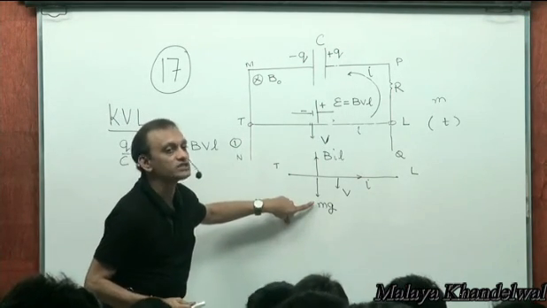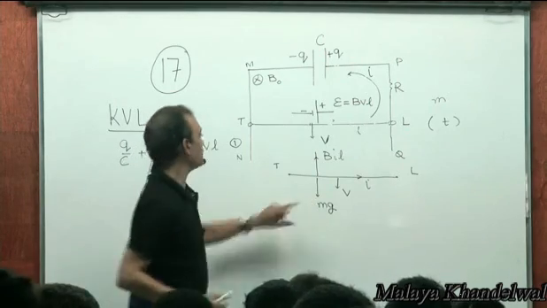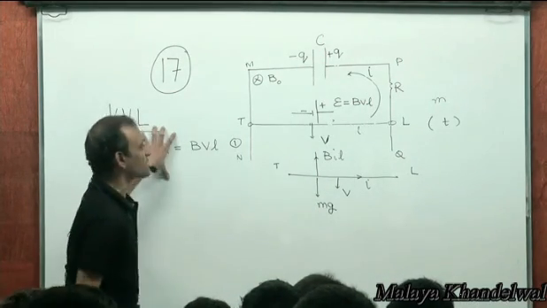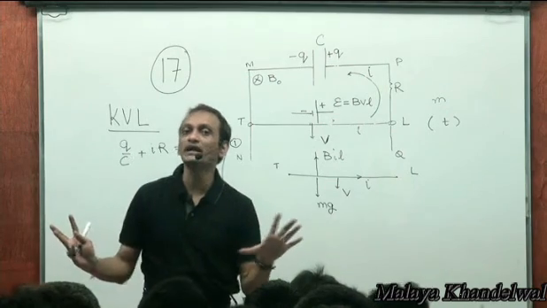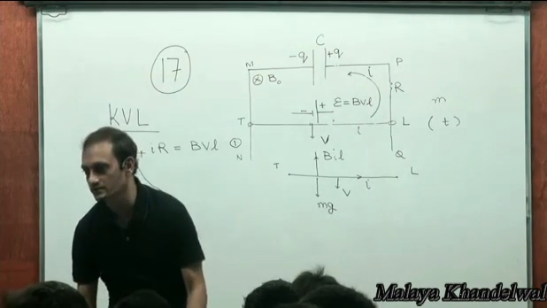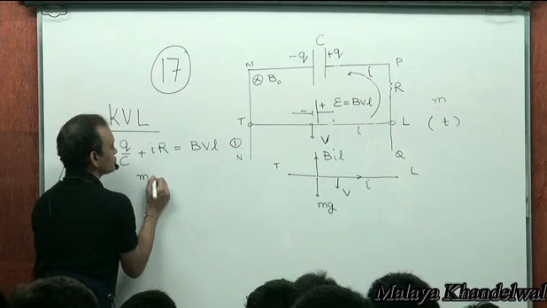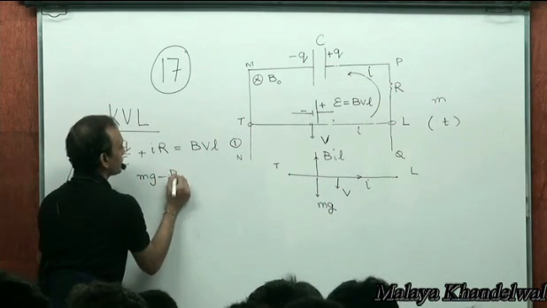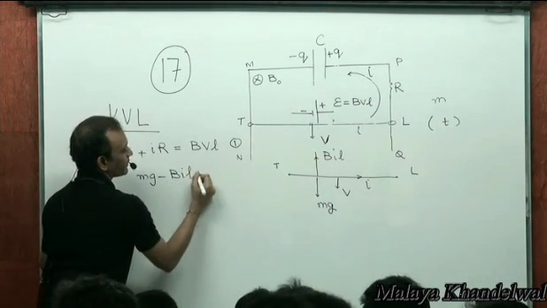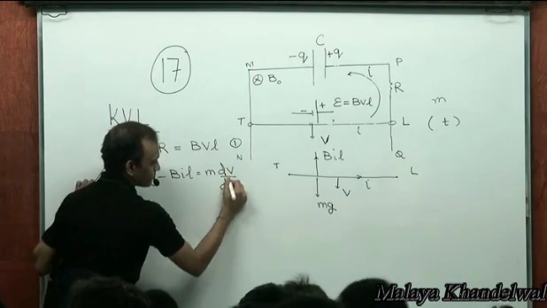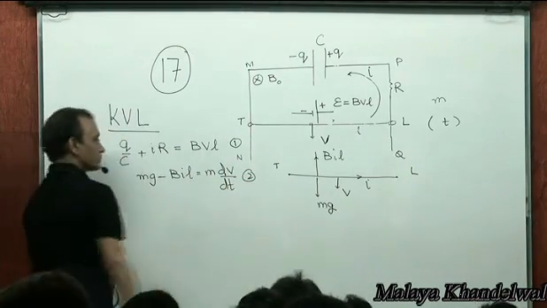So can I apply Newton's second law to this, right? So that would be the mechanical aspect of the problem. This is the electrical aspect. Now let's put the mechanical aspect of the problem in perspective, right? So the mechanical aspect of the problem is applying Newton's second law, mg minus BIL is m dv/dt. What about this? Sounds good, no?